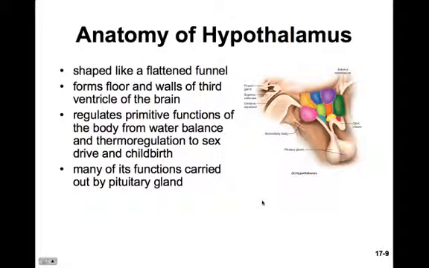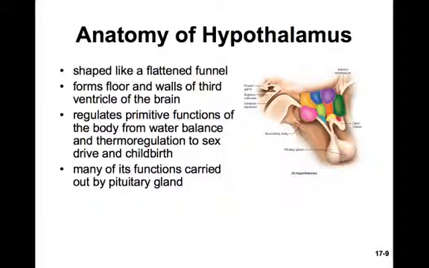Now let's move on to explore the anatomy of the hypothalamus and the pituitary. The hypothalamus is located at the base of the brain. It's shaped like a flattened funnel and forms the floor and walls of the third ventricle of the brain. It's right below the thalamus. It regulates the primitive functions of the body, from water balance to thermoregulation to sex drive, as well as childbirth.